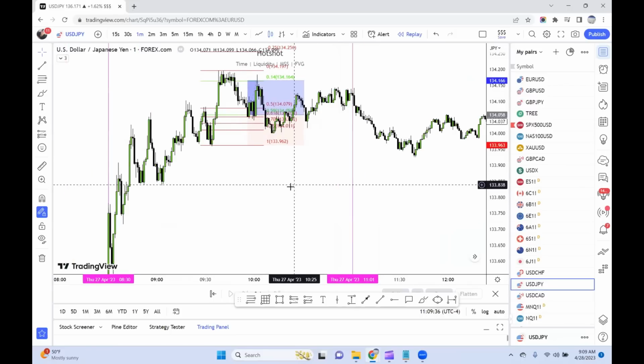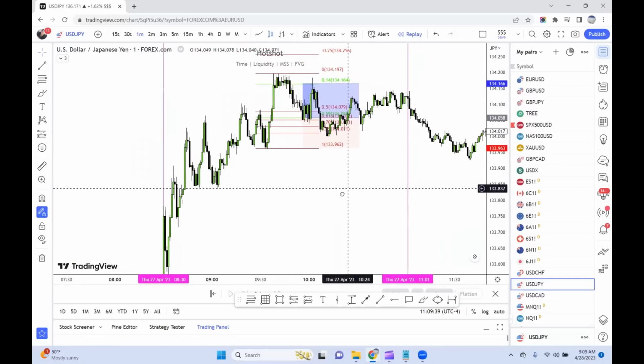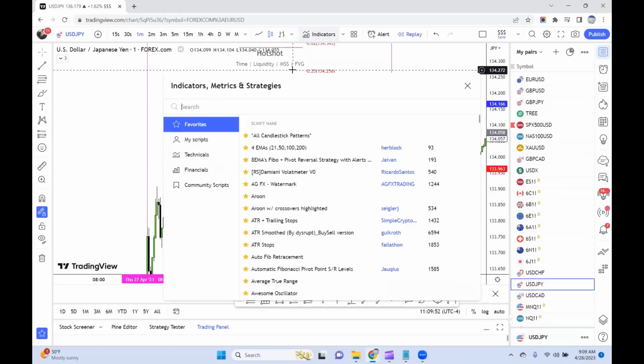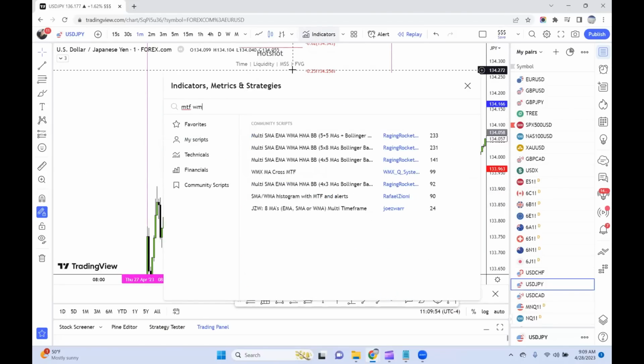Okay, it's a beautiful setup every time. Now, I told y'all I was going to give you a game changer. Okay, this is how you're going to be able to see these setups so much easier. They're going to be so beautiful to you. You're going to go right here to indicators and you're going to look up MTF EMA.